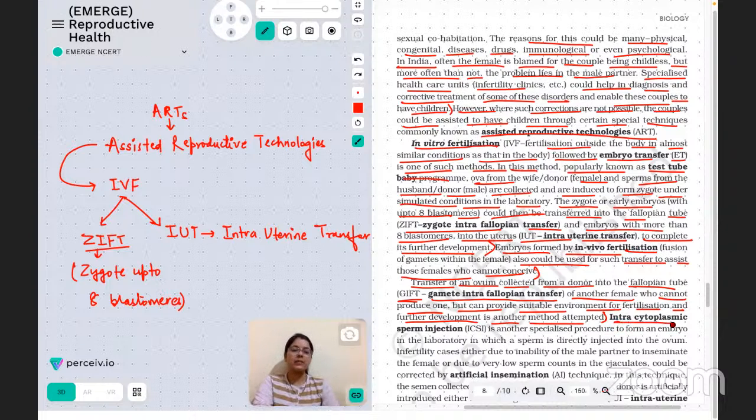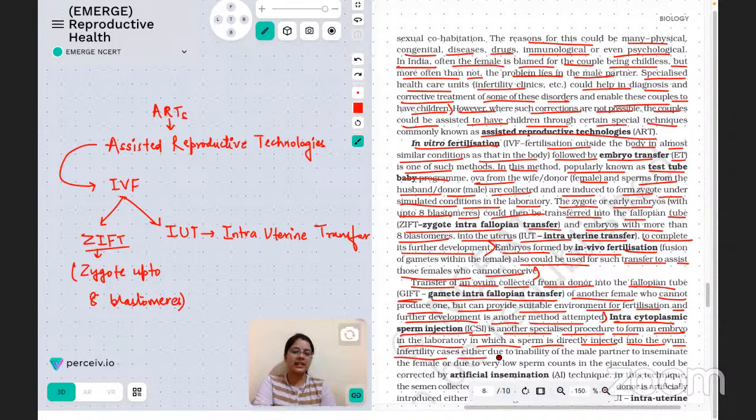Now next is basically the intracytoplasmic sperm injection, which is also called as ICSI. That is another specialized procedure to form an embryo in the laboratory condition in which a sperm is directly injected into the ovum. तो मतलब ovum के cytoplasm में sperm का direct injection कर देना, that is called ICSI. That is intracytoplasmic sperm injection.